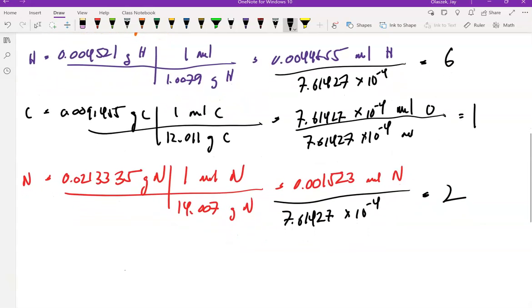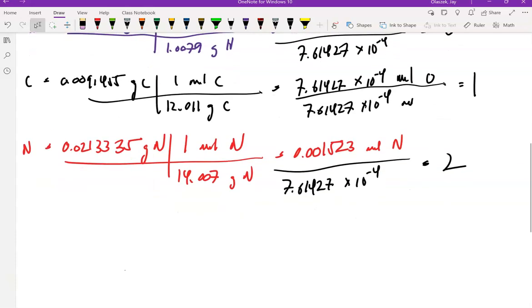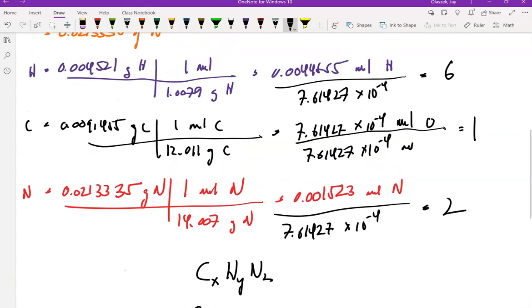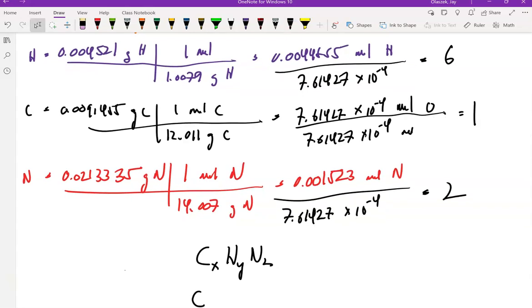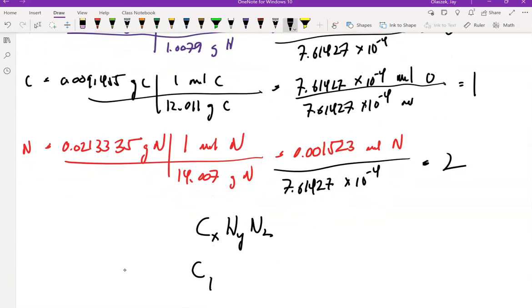So what we get is our formula CxHyNz. The C is 1. I wrote that as oxygen. It shouldn't have been oxygen. It should have been carbon. C1, H6, and N2, or CH6N2. And that's all you do. Enjoy.